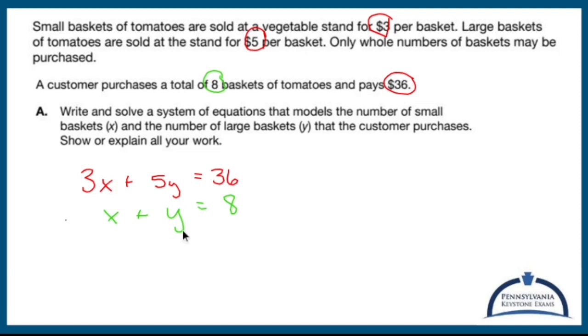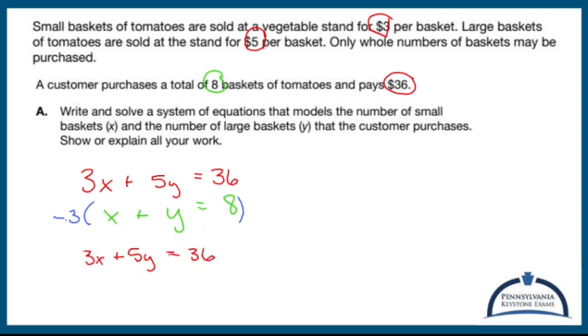Now you could use substitution because the numbers or the letters right here are pretty nice, but I'm going to use elimination because everything is already in order. Let's get rid of x. The way I'm going to get rid of x is I'm going to multiply the bottom row by -3. That leaves me with a top row of 3x plus 5y equals 36.